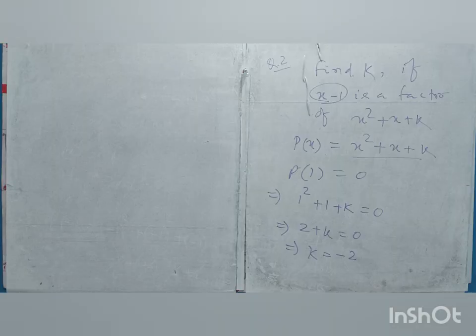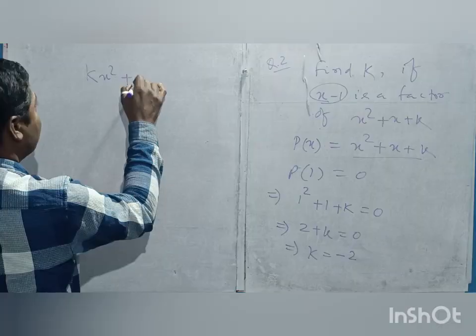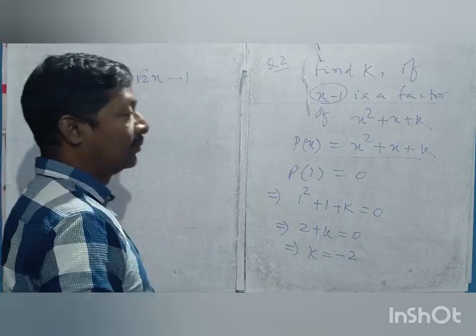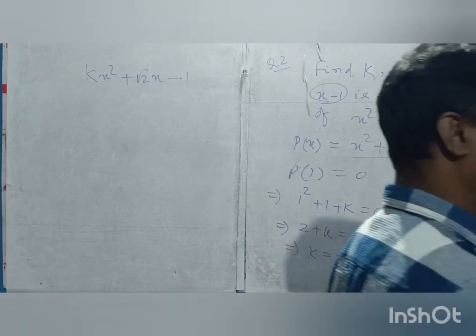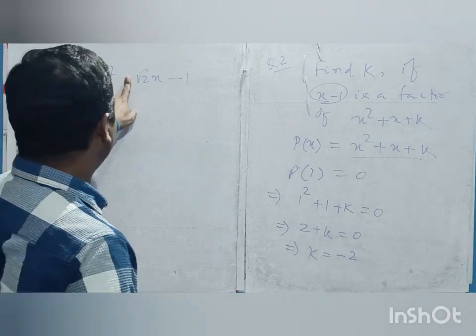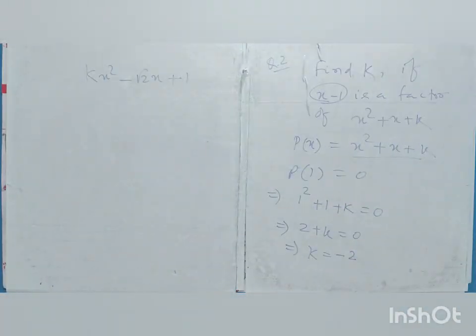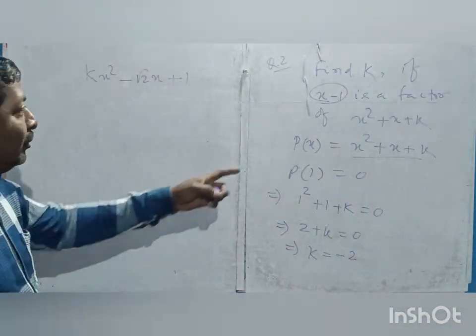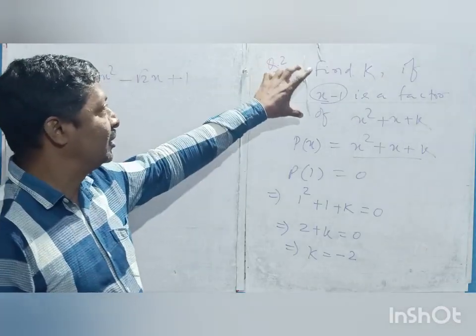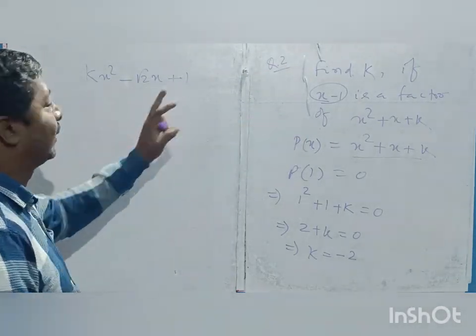The polynomial is kx square minus root 2 x plus 1. Okay, so the same thing is there, the polynomial is different here. The question is the same: find the value of k if x minus 1 is a factor of this one.